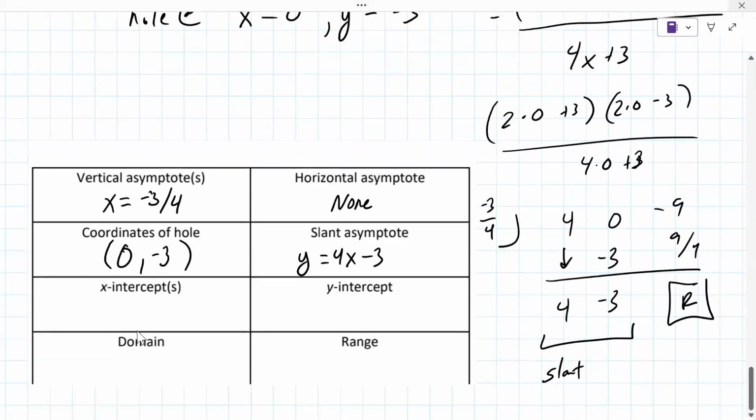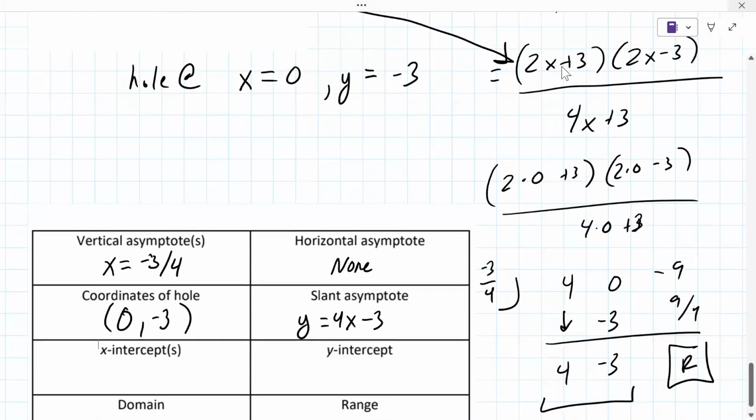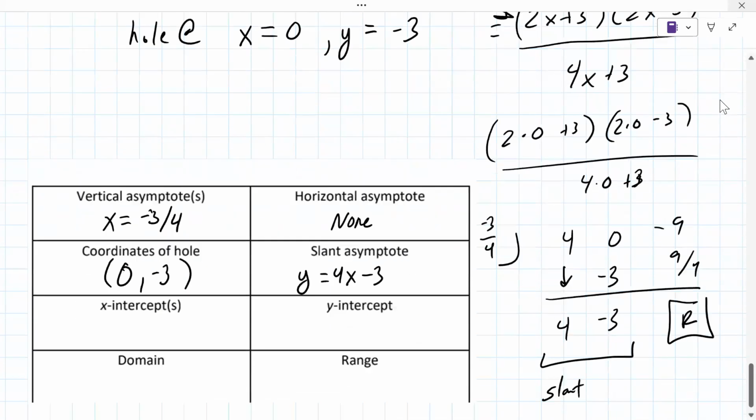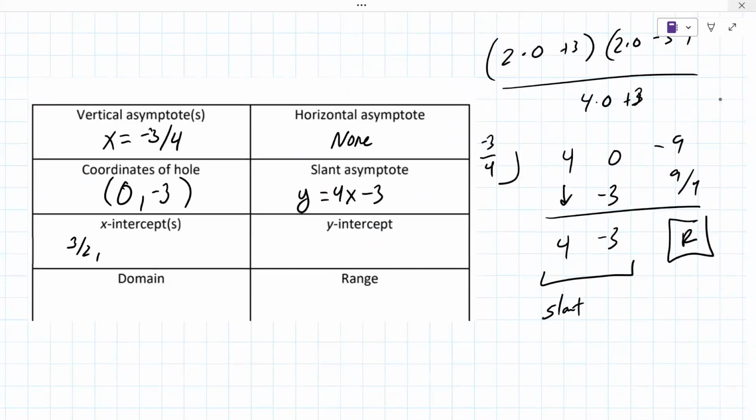You have the x-intercepts for me? Can I just retry it? You're setting 2x plus 3 equal to 0 and 2x minus 3 equal to 0, the factored form. All right, so x equals 3 halves and x equals negative 3 halves. The 3/2, comma 0, and -3/2, comma 0.